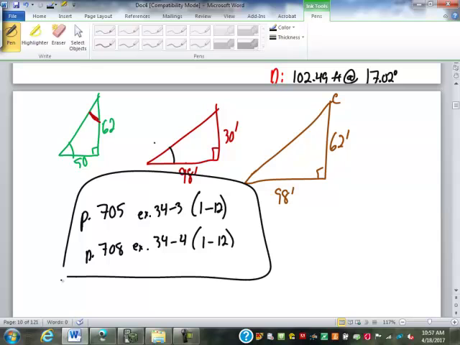There you go, page 705. I believe it is exercise 34-3. It's either 32-3 or 34-3. I think it's 34-3. Then page 708, 34-4. Finding missing parts of right triangles.